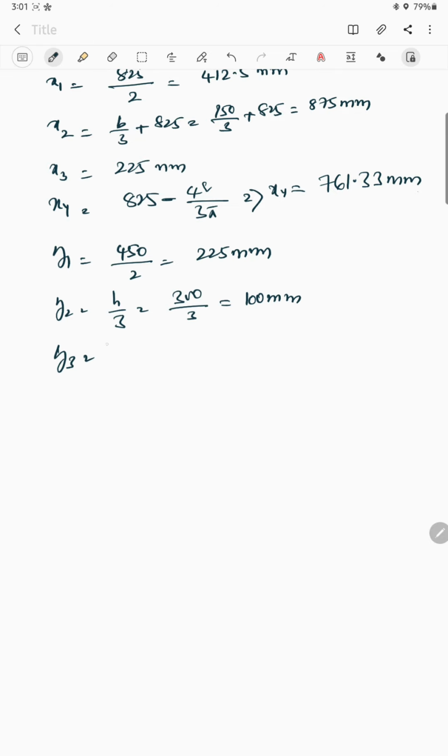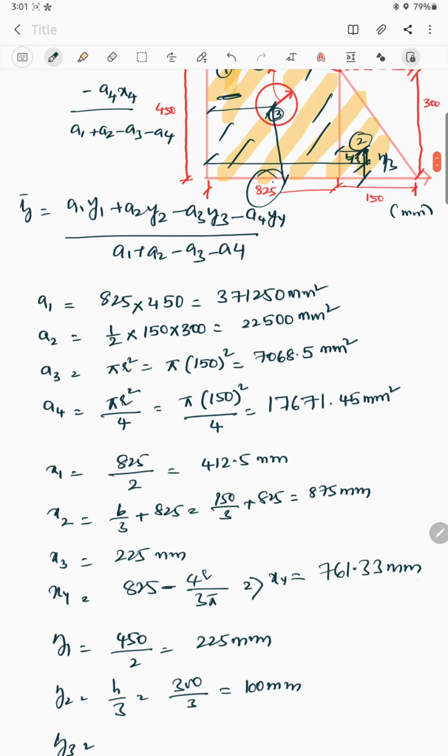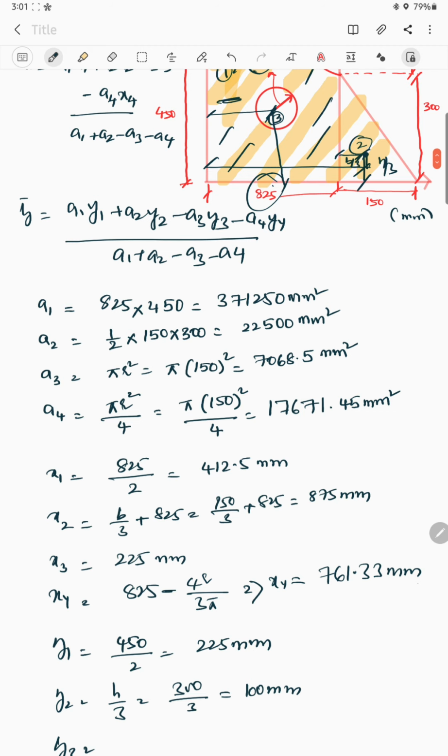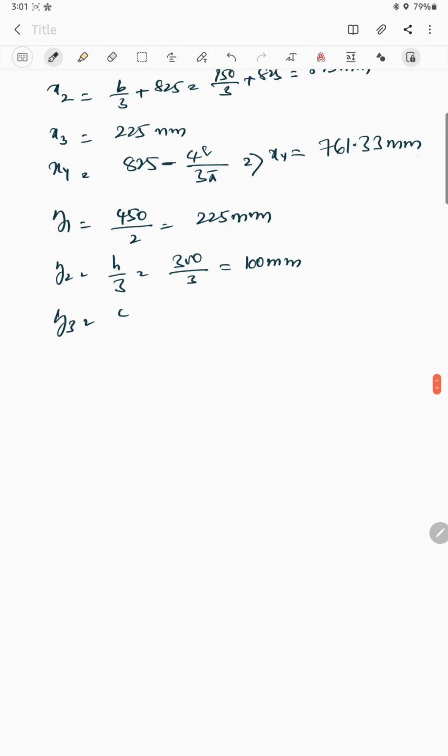What about y3 now? Y3 is exactly at the center here. So what will be this distance? Exactly from top to bottom, it is 225 only. That is 450 by 2, which is equal to 225 mm.